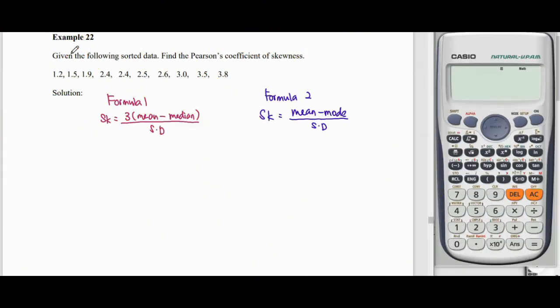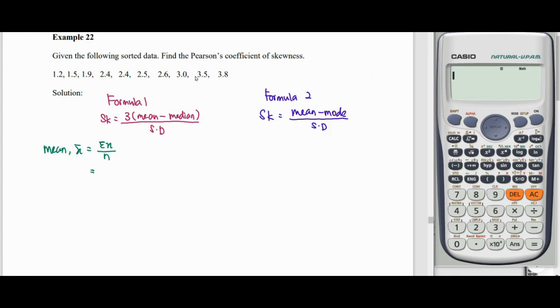For this example, given the following data, we're going to find the Pearson coefficient to determine its skewness. We have two formulas here. One is using median, another one is using mode. So definitely from the data, we must know what is the mean. So mean will be equal to the summation of x over n. This is ungrouped data.